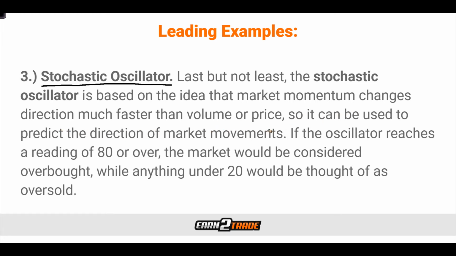The stochastic oscillator is based on the idea that the market momentum changes direction much faster than volume or price, so it can be used to predict the direction of the market movements themselves. If the oscillator reaches a reading of 80 or over, the market would be considered to be overbought, while anything under 20 would be thought of as oversold. So more or less the inverse of what's going on with the Williams percent range.